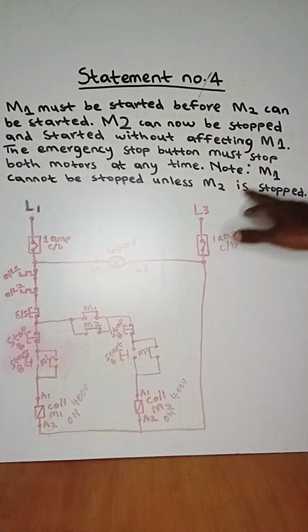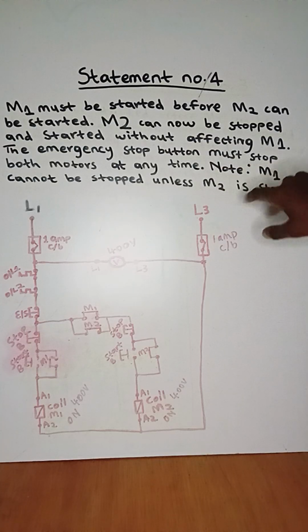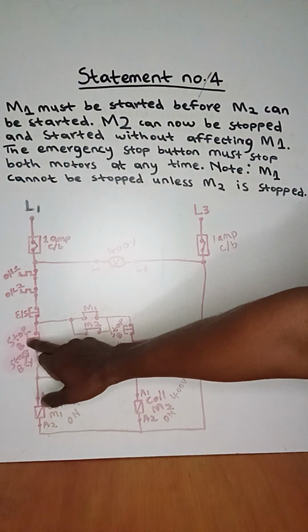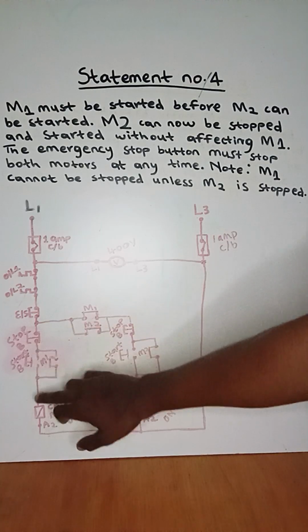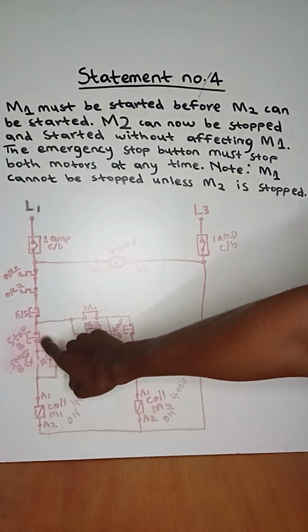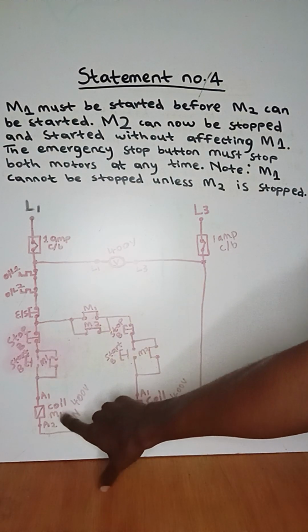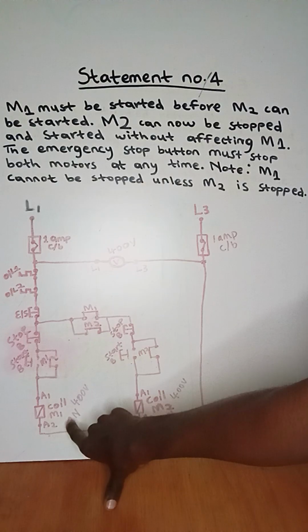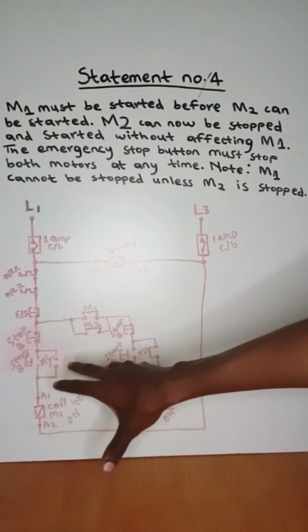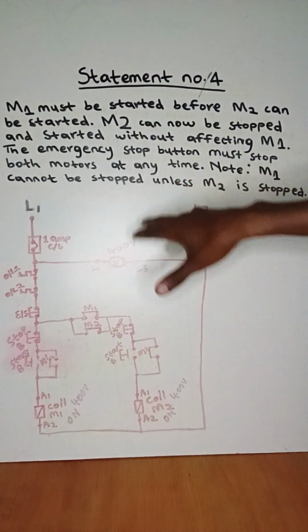Right. So we will continue from statement number 4, which says note motor 1 cannot be stopped unless motor 2 is stopped. So when they say motor 1 cannot be stopped, it simply means when we press the stop button of motor 1, it shouldn't cause motor 1 to de-energize. So when I press it here and it affects the coil of motor 1 to be off, it simply means the sketch is wrong. So we must help the sketch to correspond with the statement.